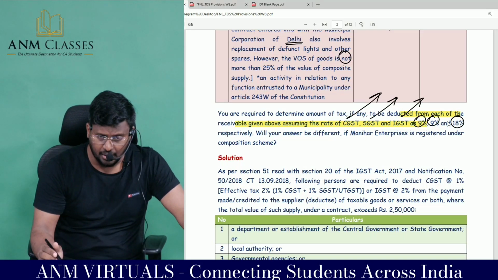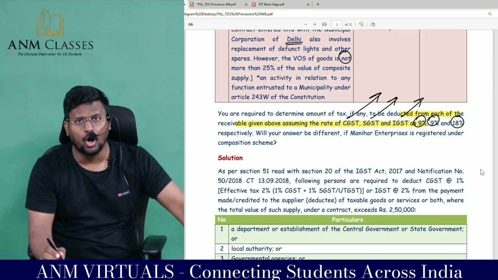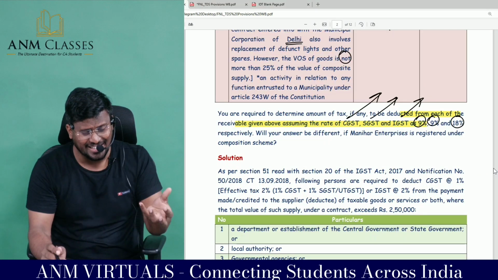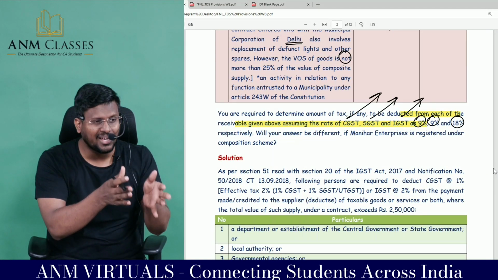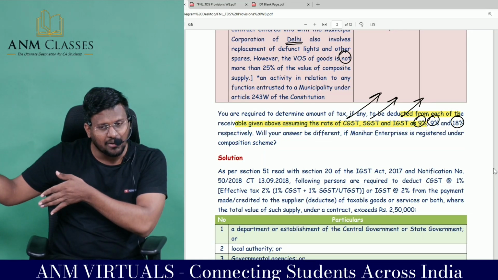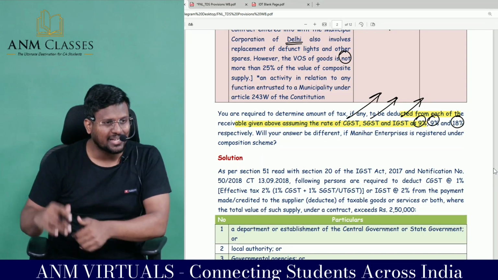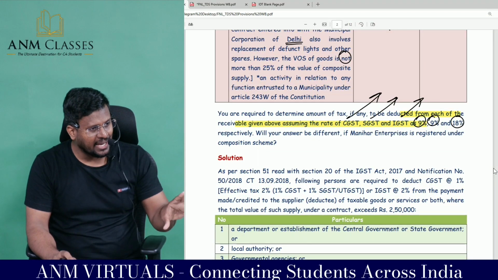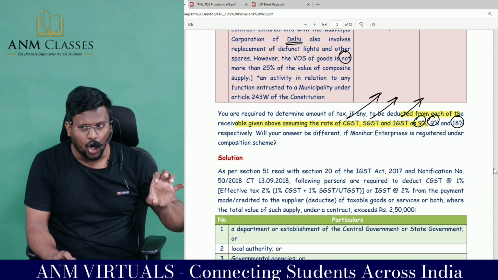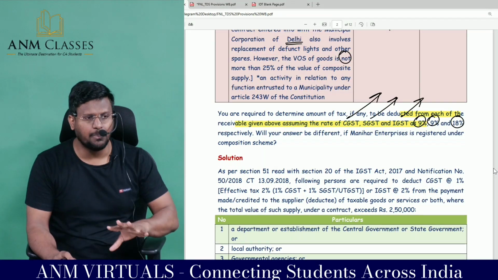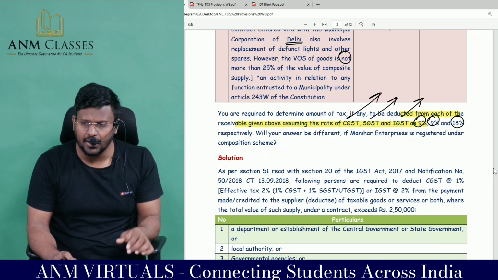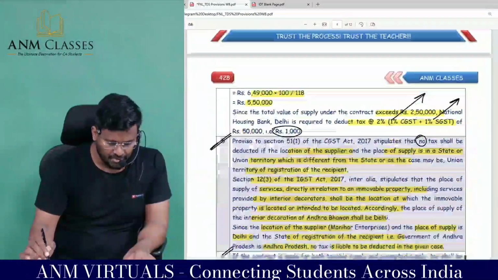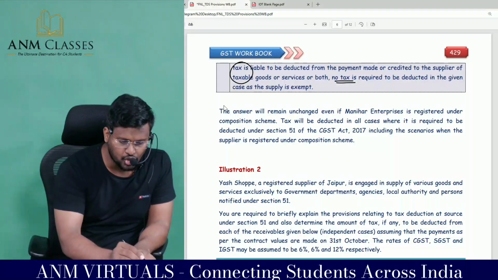Will your answer be different if the enterprise is registered under composition scheme? No. Because the person who is going to deduct the TDS is not the enterprise. They are the supplier. The recipient is the government. Recipient is only going to deduct the TDS. Whether the supplier is following section 9 route or 10 route doesn't matter for the recipient, that is government. Still they will deduct TDS. So that's the last part of the answer, my dear lovable students. The answer will remain unchanged.